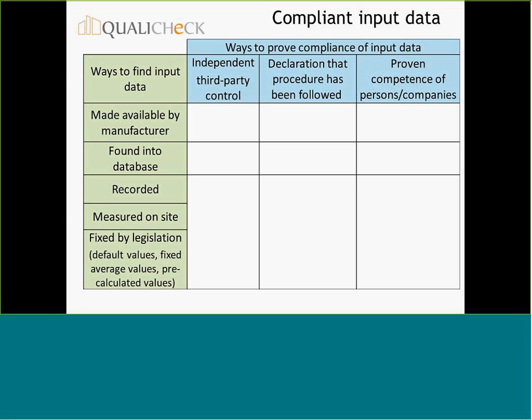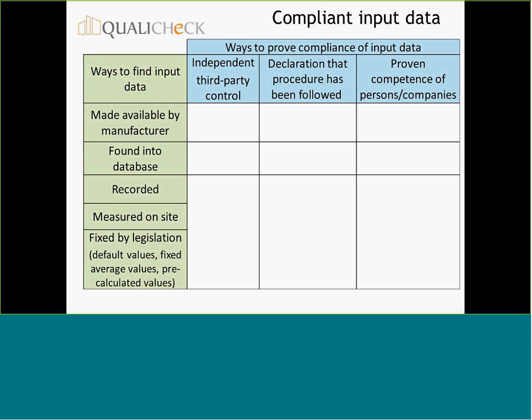On the upper line of the table, you see, as title of the three columns, 3 ways to prove compliance of input data that have been identified by QUALICHECK and that can be used or referred to by national legislation. The input data can result from the control of an independent third party. It can rely on the declaration that the procedure has been followed by the one who determines the input data. They can also rely on the proven competence of persons or companies.